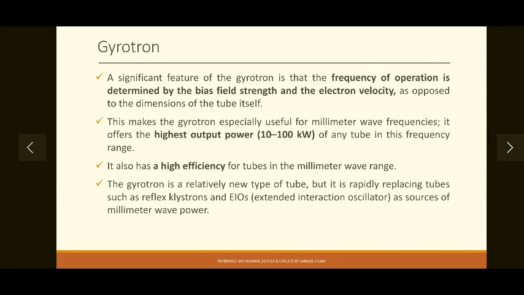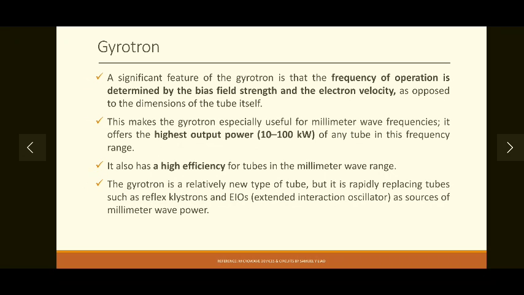Okay, so a significant feature of the gyrotron is that the frequency of operation is determined by the bias field strength, which is generated by solenoidal magnets, and the electron velocity, as opposed to the dimensions of the tube. So it doesn't matter how much is the distance between the cavities or how much is the length of a tube, but what matters is the magnetic field strength applied by the SOL, as well as the velocity of the electron inside the tube because of the RF input.